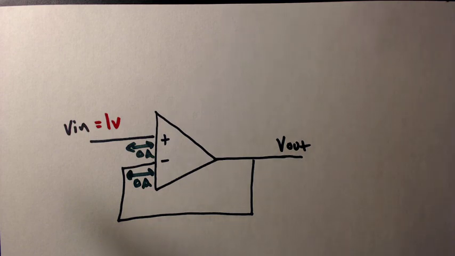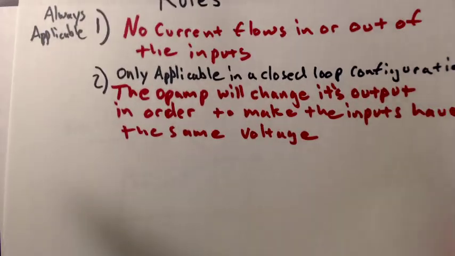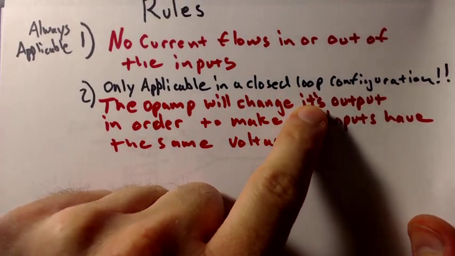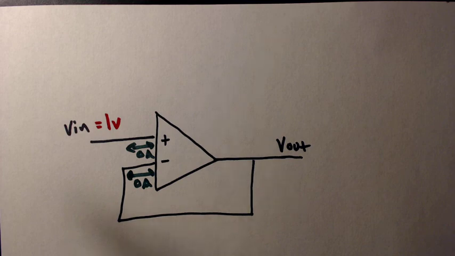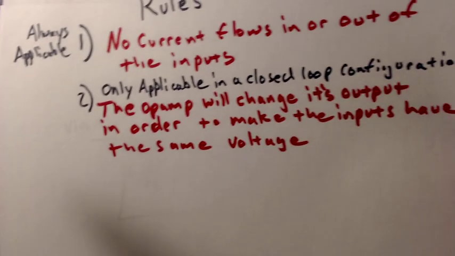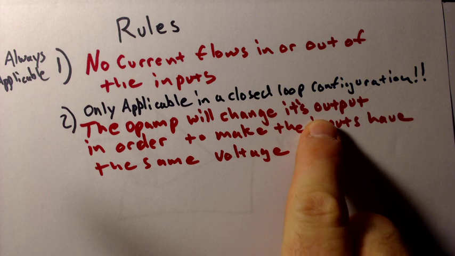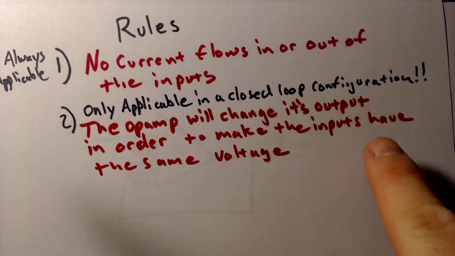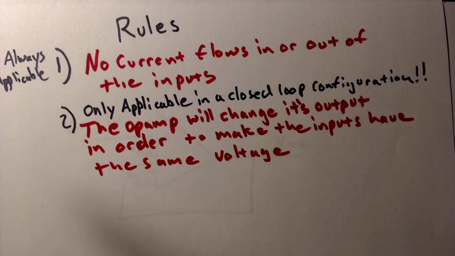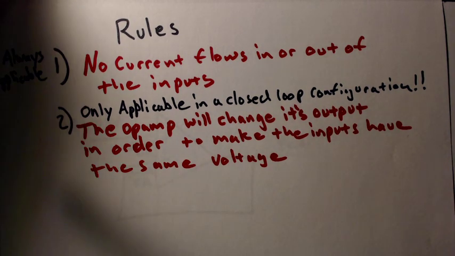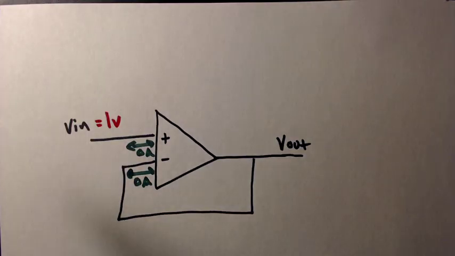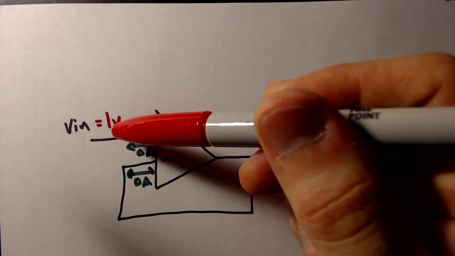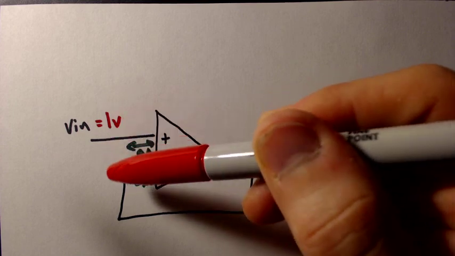All right, maybe rule number 2 is going to help us. Only applicable in a closed loop configuration. Ding, it's a closed loop configuration. I got a pathway from the output back into one of my inputs. All right, so rule number 2 is applicable here. The op-amp will change its output in order to make the inputs have the same voltage. Another way of saying that, the op-amp will do whatever it has to in order to make both of these voltages equal to each other.